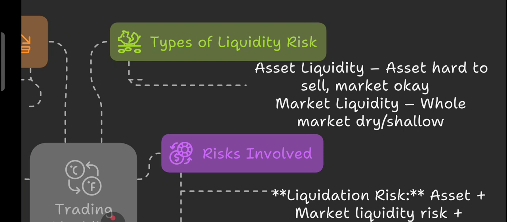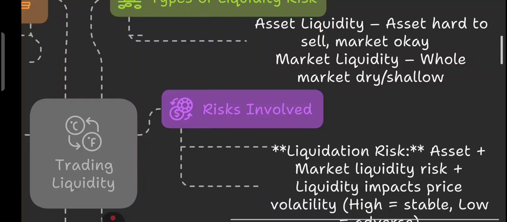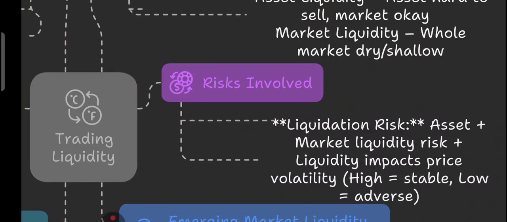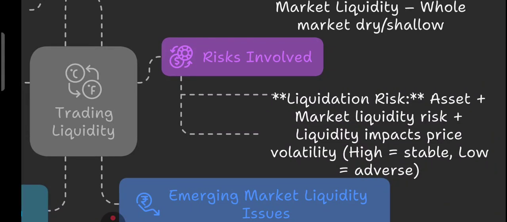So these are the two kinds of liquidity risk we have. Asset liquidity means the asset is hard to sell, right? And market liquidity means the entire market dries up, no activity, no trade. Then let's see the risk involved. Liquidation risk is a sum of two kinds of risk: asset risk plus market liquidity risk, right? So it is a perfect storm.